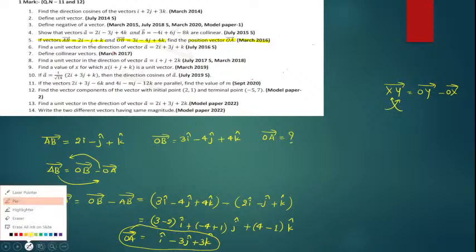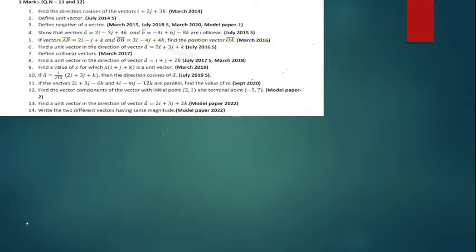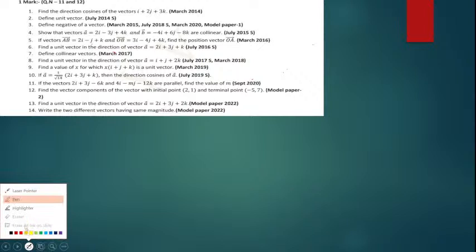Further we will move towards the 6th question, which was asked in the 2016 supplementary. I will read it once again. Find, very important, every time they will ask this question: find a unit vector in the direction of the vector A, which is 2i plus 3j plus k. We will see how to solve this.